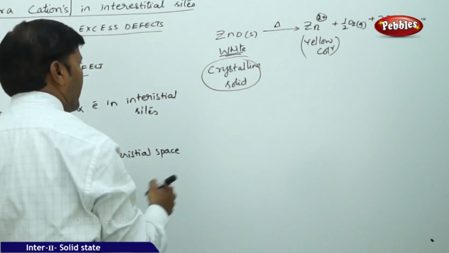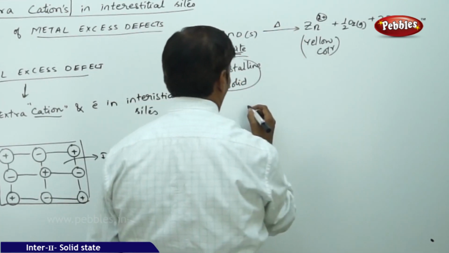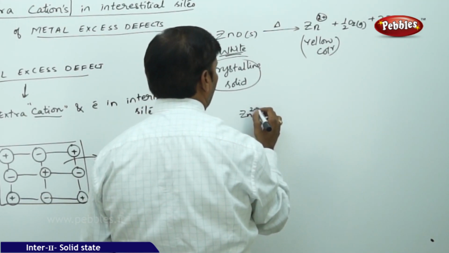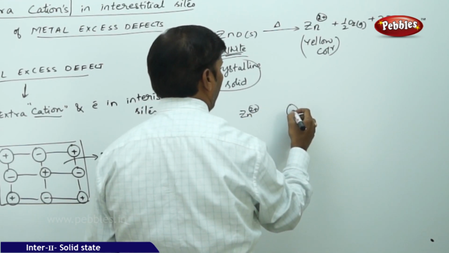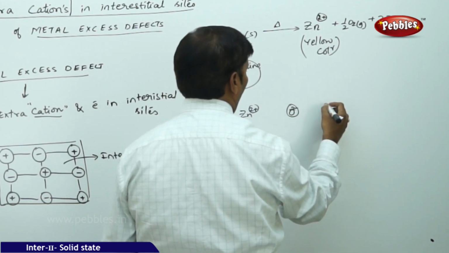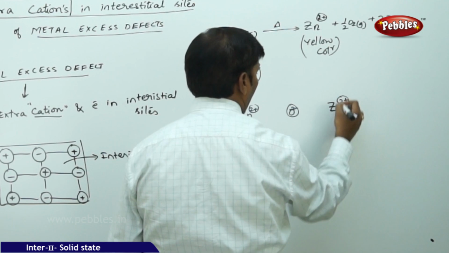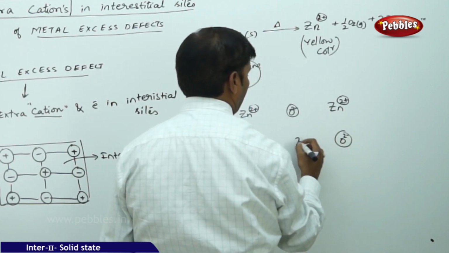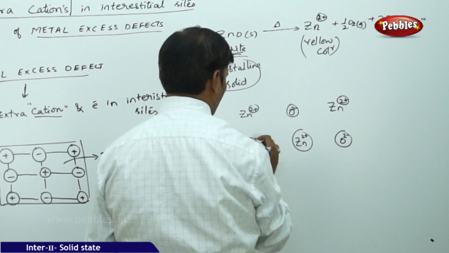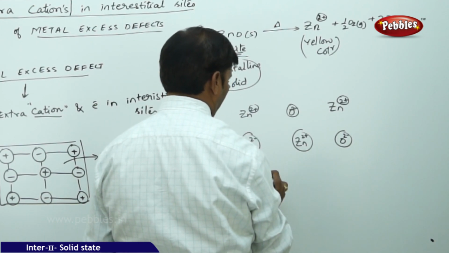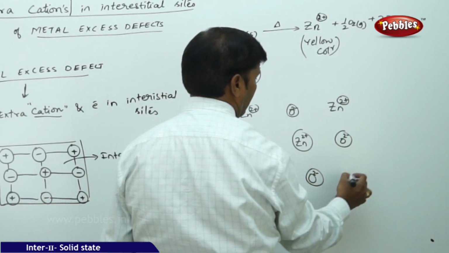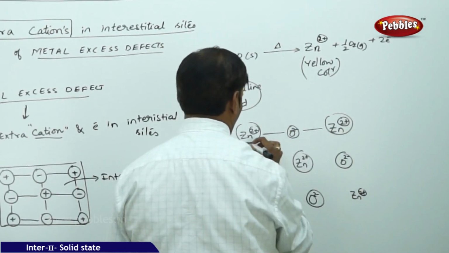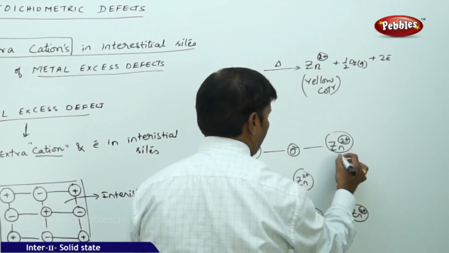Now what is happening here is, after heating, if you go to the new crystal structure, what you are finding is, suppose I put it in this way: Zn2 plus, O2 minus, again Zn2 plus, O2 minus, like this, Zn2 plus, O2 minus, again Zn2 plus. So this is the kind of crystal structure for zinc oxide.